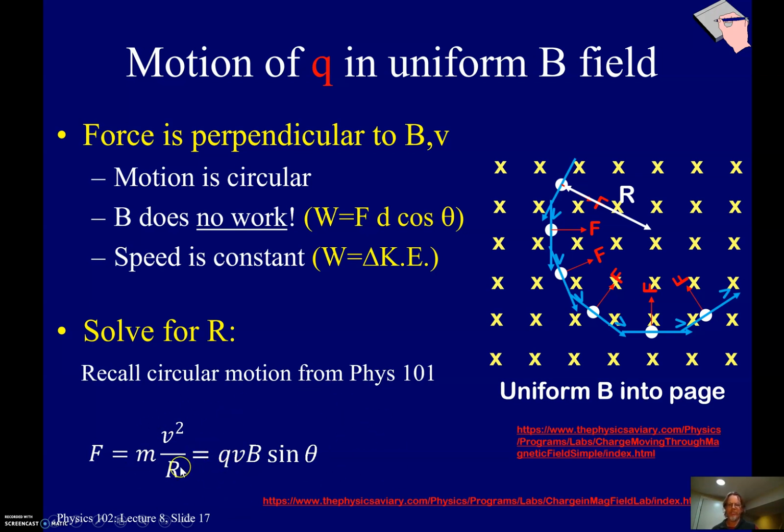So as we solve for, let's say, the r, how big the circle is, the r comes up, all that comes down below, and what do you end up with? You get mv over qB. So how big that curve is depends on the mass of the particle, how fast it's going, how big the magnetic field is, and what the actual charge is.